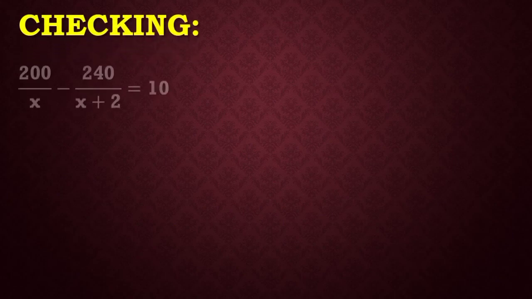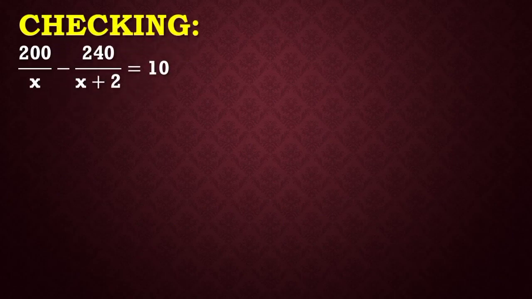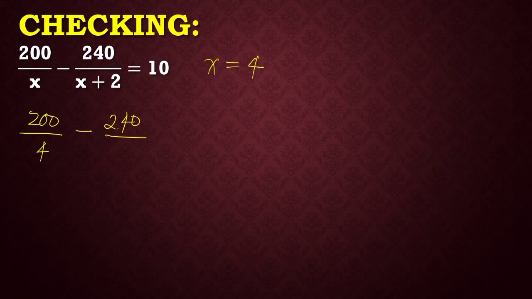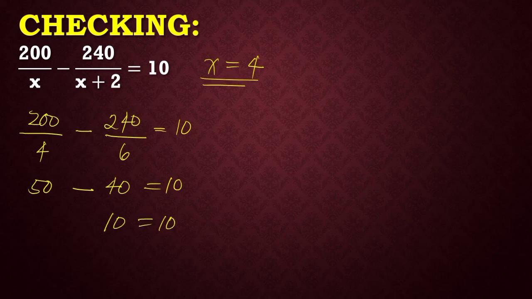So, to check, so substitute natin yung 4 sa given equation. So, 200 over x, that is 4, minus 240 over 4 plus 2, that is 6, equals 10. So, 200 divided by 4, that is 50. Minus 240 divided by 6, that is 40, equals 10. So, if we subtract 40 from 50, that is 10, equals 10. So, tama yung nakuha nating value na x equals 4.